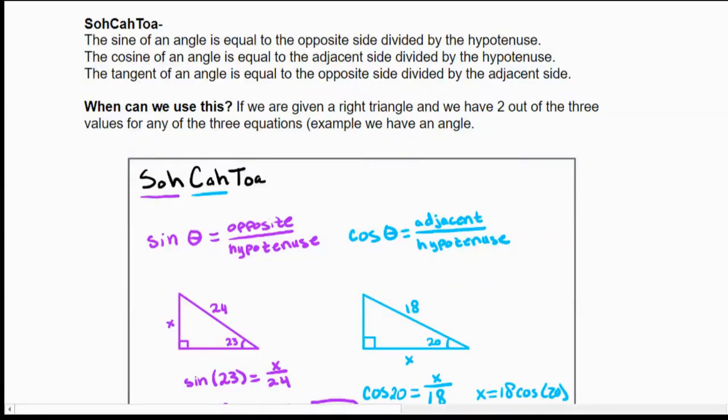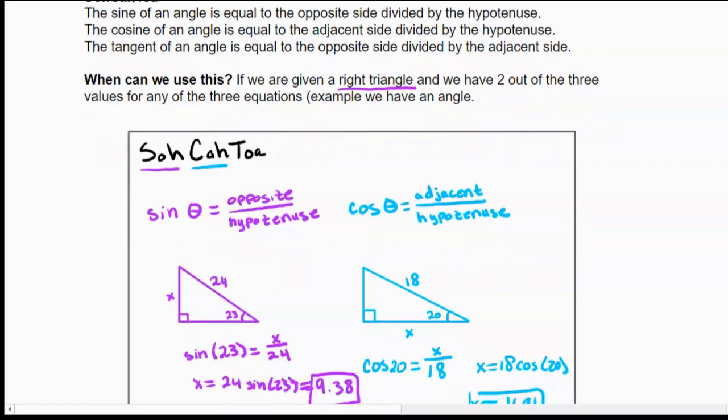So within this triangles study guide, we're going to need to use SohCahToa, but we can only use SohCahToa when we have right triangles. There are some situations where we're given a right triangle and some where we have to create it, like if we're trying to find the height of a triangle. But either way, we can't use SohCahToa unless we're dealing with a right triangle. So in this case here, we're going to need 2 out of the 3 things.